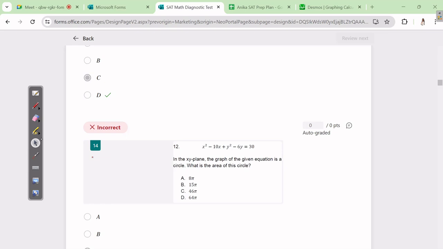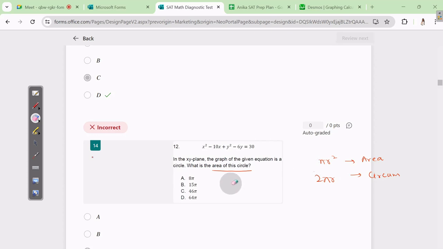Now Anika, can you tell me what is the formula of area of a circle? 2 pi r squared. Okay, and what is the formula for circumference of the circle? 2 pi r. Okay, so the formula for circumference is correct, but area is just pi r squared. Oh, okay.